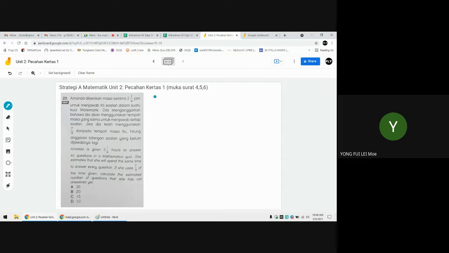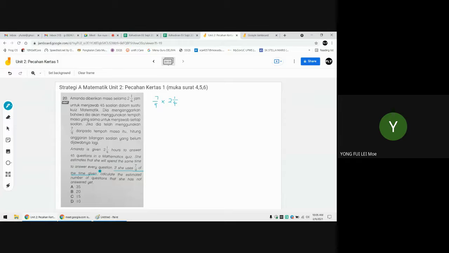7/9. Look at this, 7/9. If she uses 7/9 of the time given, what is the time given? 2 1/4. Of the time given, 2 1/4. We have to calculate this one first. This is my first puzzle.